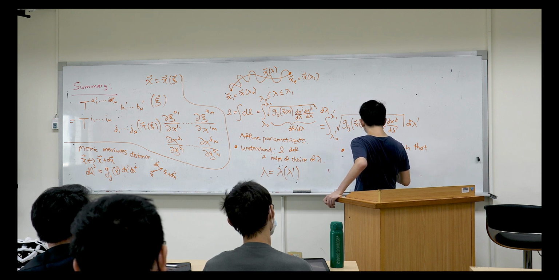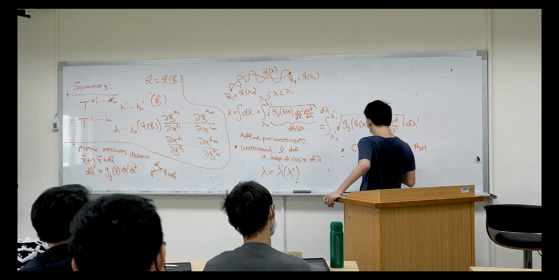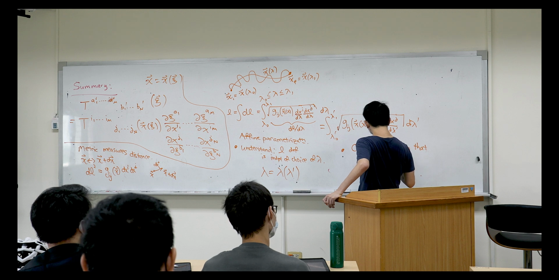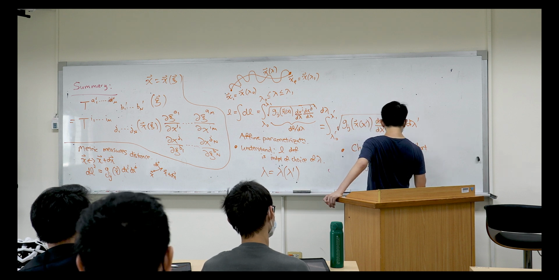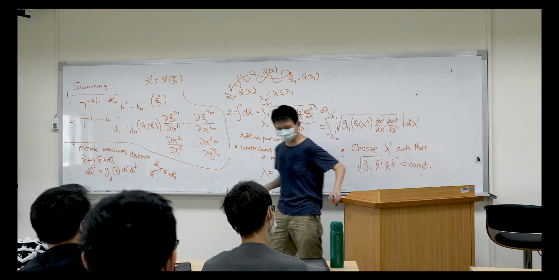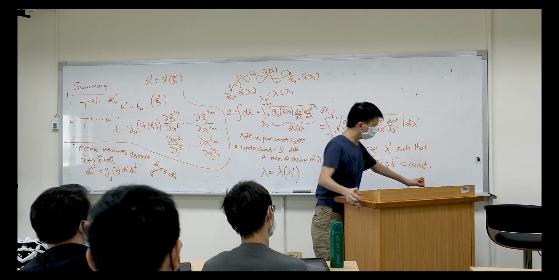Gij x dot I, so dot means the derivative with respect to my lambda prime, x dot j becomes a constant. Okay? So this is your homework. You will figure out. It's not difficult once you know what you're doing.